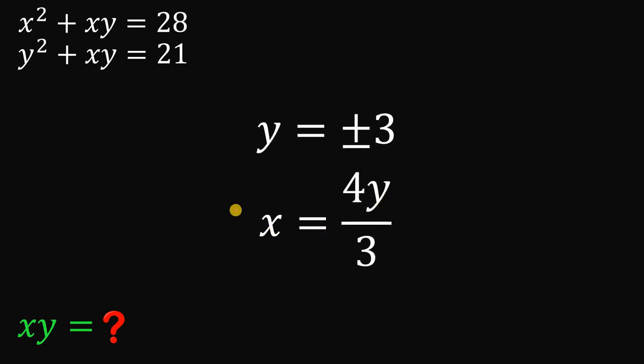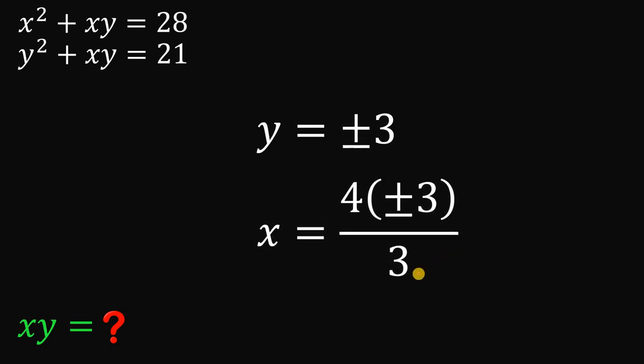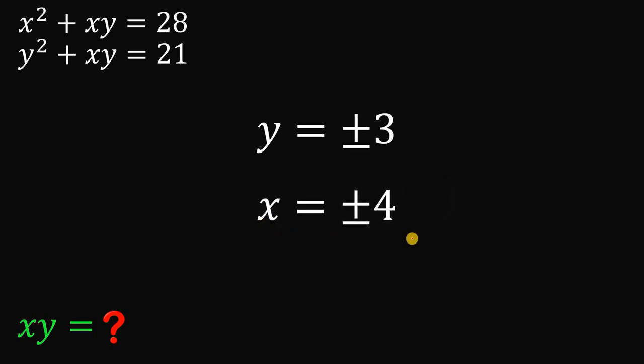Take note, we also want to get the value of x, so we can get the product of x and y. Now, we have the value of y, which is positive or negative 3. So we can replace this y with positive or negative 3, like this. We have a factor of 3 on the numerator and a factor of 3 on the denominator, and we can cancel both of them. So this is just positive or negative 4. So the value of x is positive or negative 4.